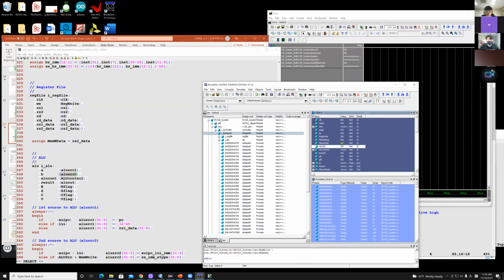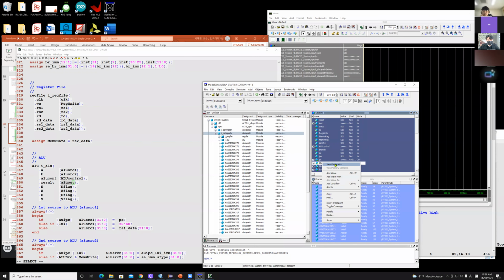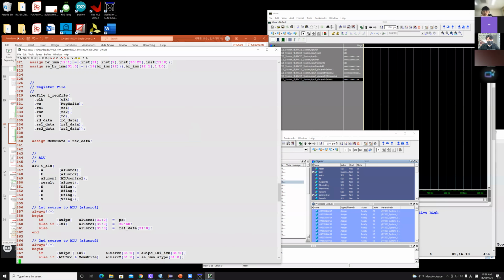ALU source 1. Where is that? Data path, ALU, data path. Okay, here, ALU source 1, ALU source 2, then probably ALU control as well. So add these two first, add to wave. Then the ALU control signal, add to wave, then ALU out, right? Output, this ALU out, add to wave. Then memory data, okay, the data.